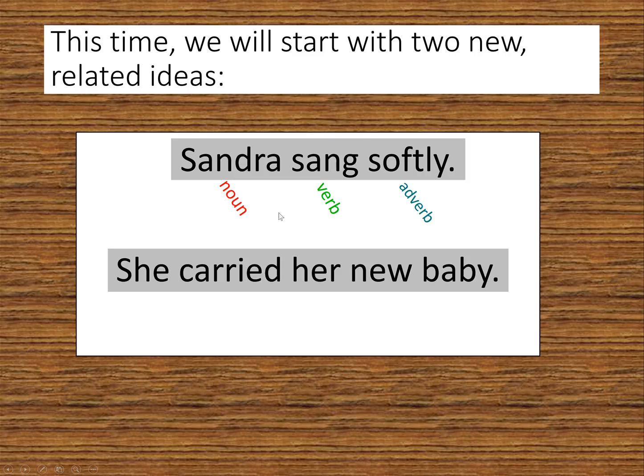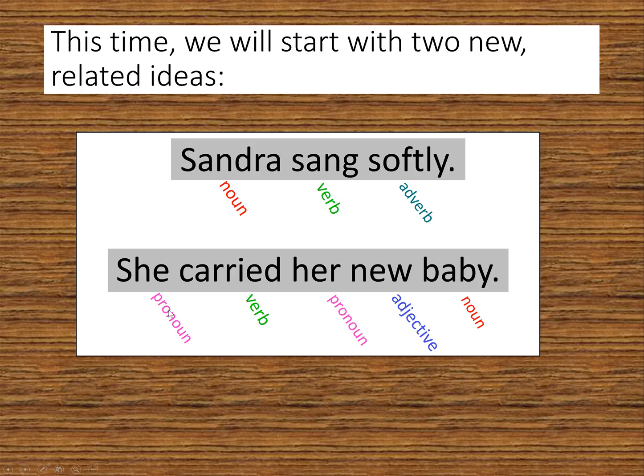Here's another idea that's related to this first one. Right? So it could be something that she's doing at the same time as she's singing, right? So for example, maybe she carried her new baby. Let's look at the parts of speech in this second sentence. She is a pronoun, carried is a verb, her is another pronoun, new is an adjective, and baby is a noun.